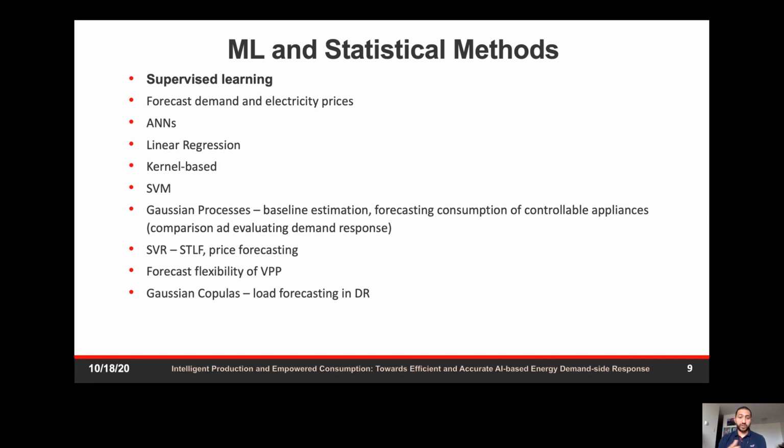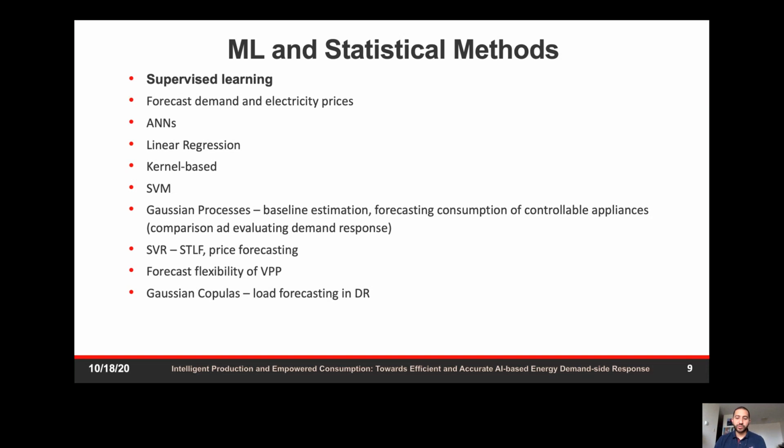SVR is used for short-term load forecasting as well as price forecasting. So load forecasting, and by load here we mean you and I, our consumption. Short-term load forecasting really can mean many different things, but it's a term used for intraday load forecasting. So within the day, I'm forecasting the next hour or next minute and so on. There's also long-term load forecasting, which can apply to days or weeks or months or even years ahead.